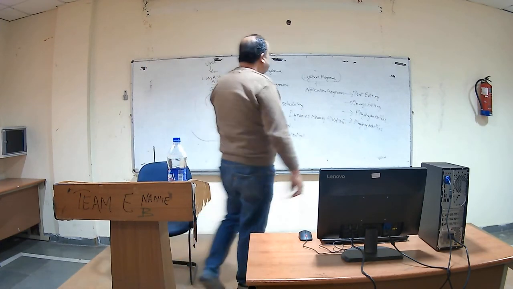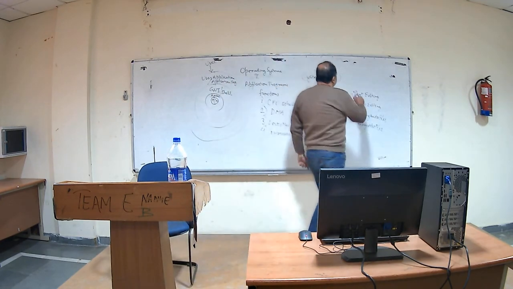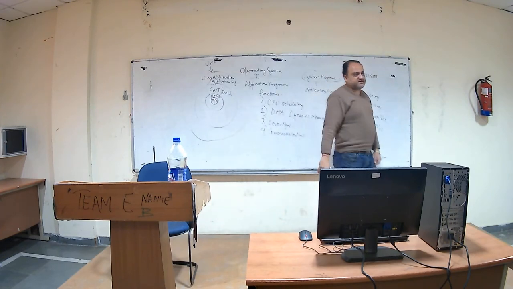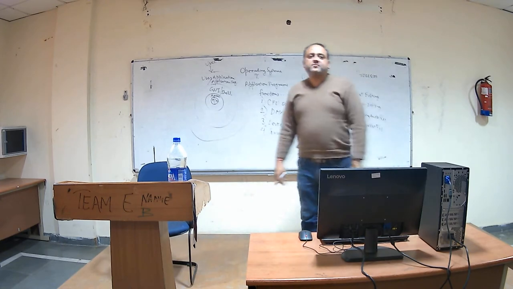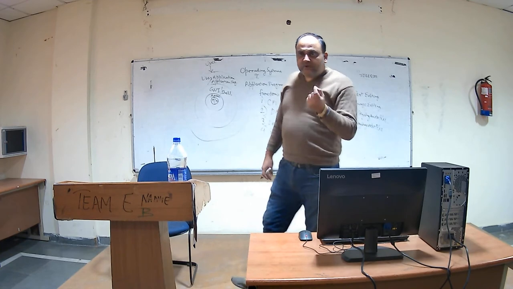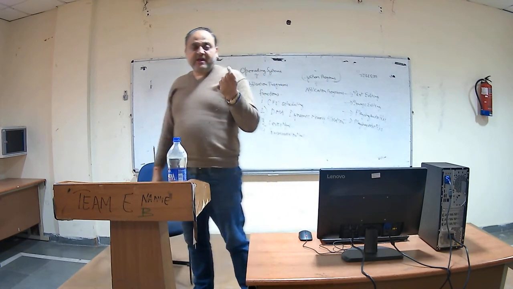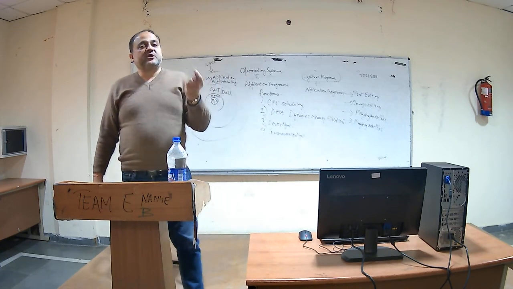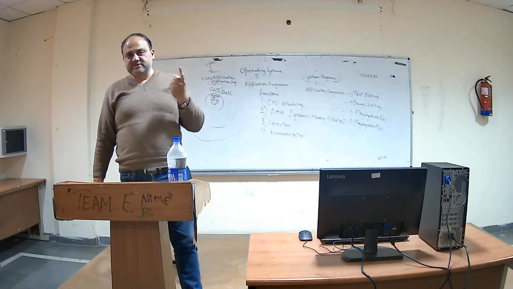First of all, what is CPU scheduling? We know that a computer has only one processor. Okay, there is just one processor which a computer has. And this processor can be allocated to one process at a time. Even if we want to run two processes on one processor together, that is not possible. We can run only one process at a time on a single processor.